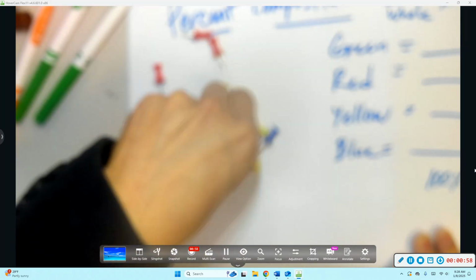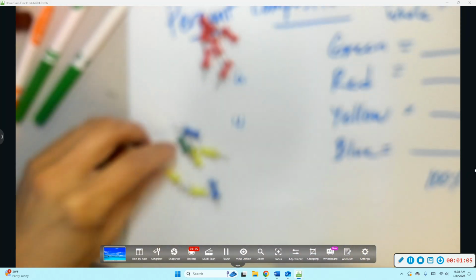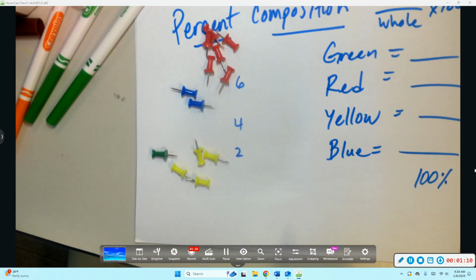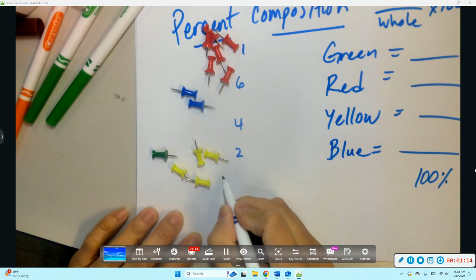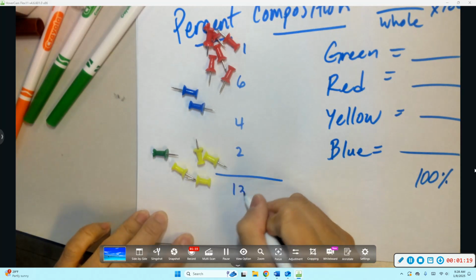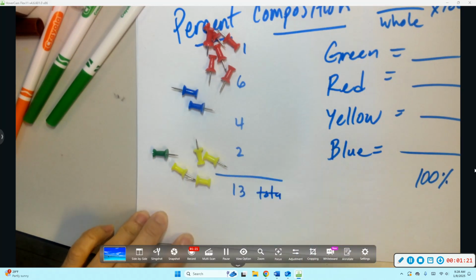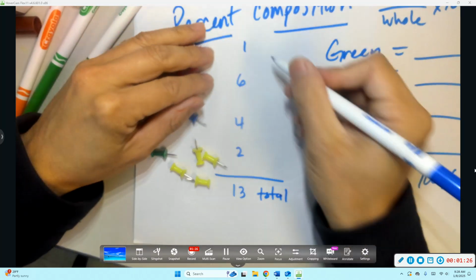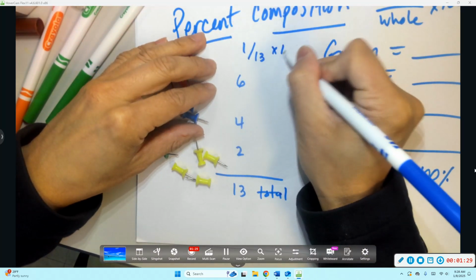So how do we determine? First, we need to count, sort them out by color, right? So here's red. We got 6. And then yellow, we got 4. Blue, we have 2. Green, I have 1. So first, I need to find the total. The total is 1 plus 6 is 7, plus 4 is 11, plus 2 is 13. So this is your total.